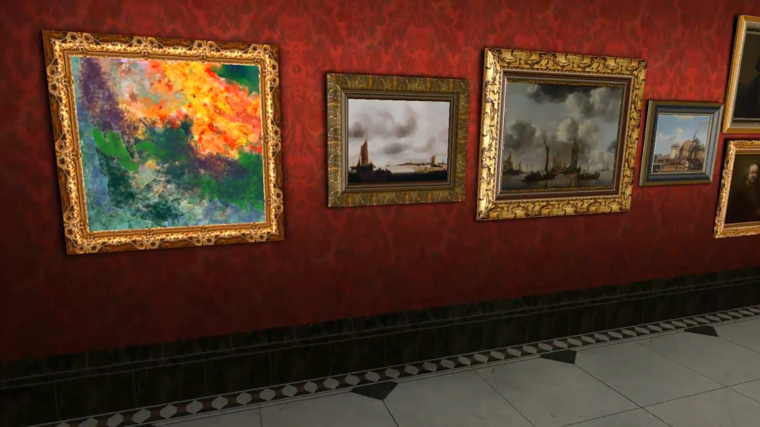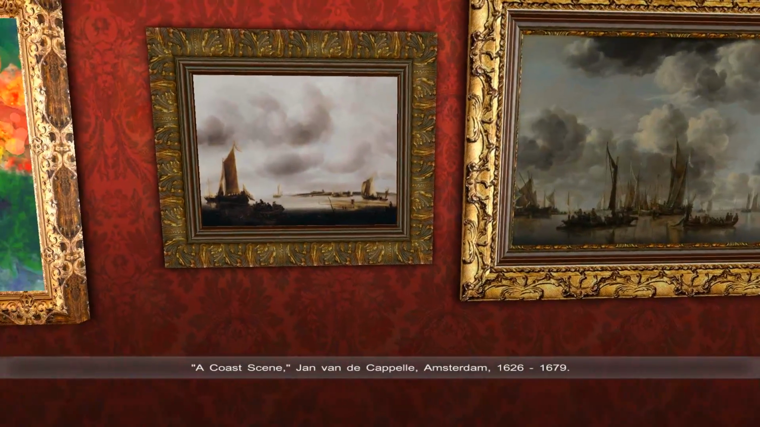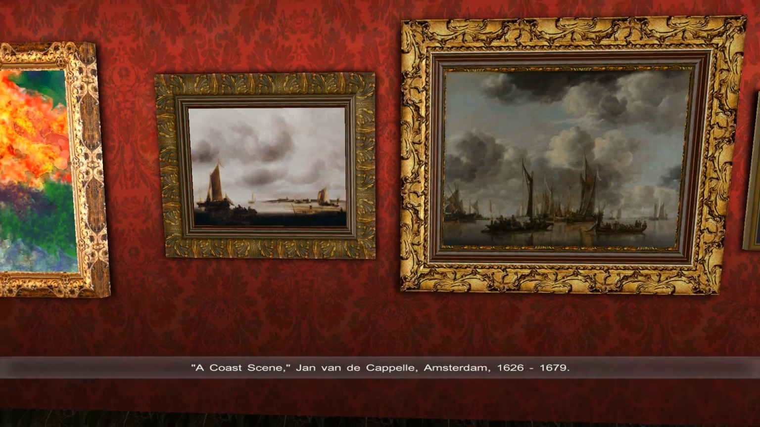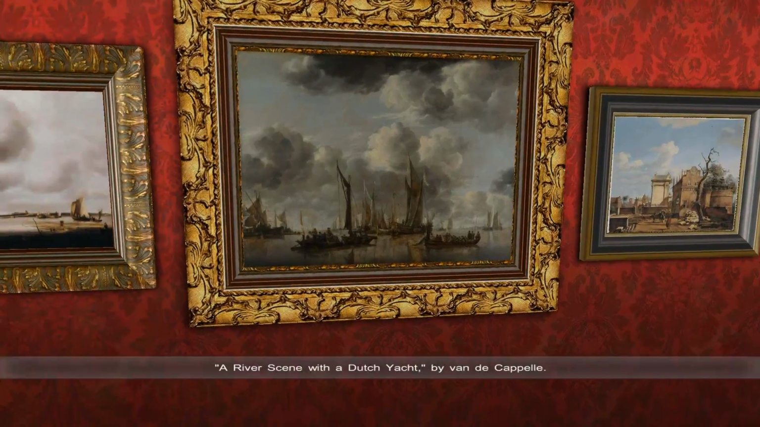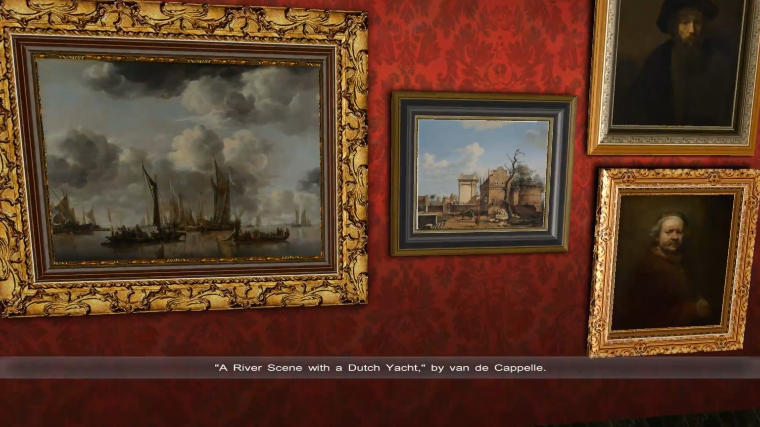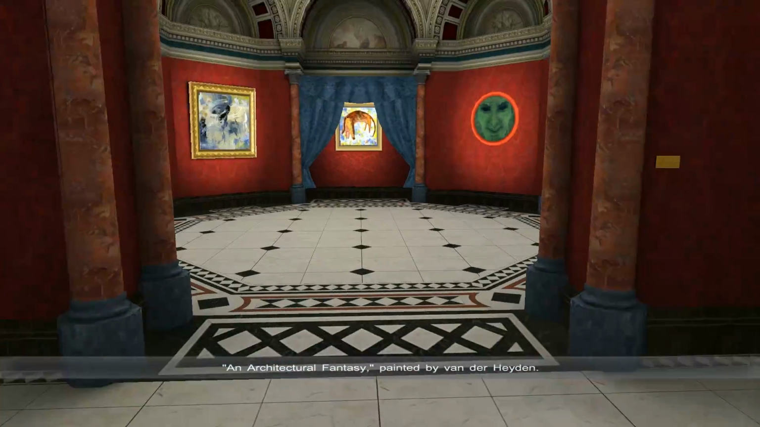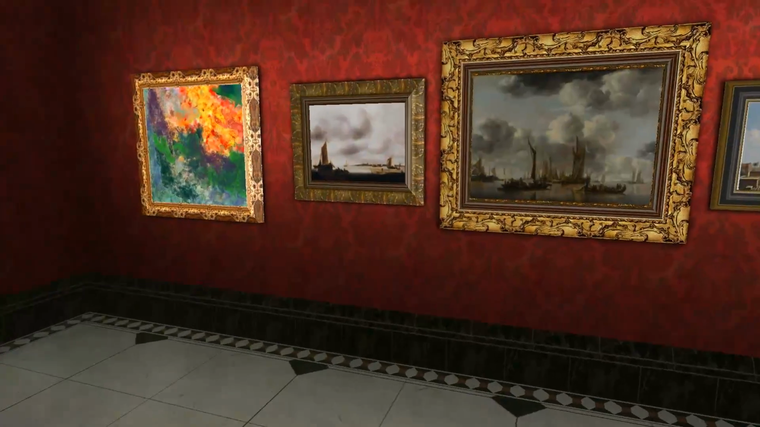I haven't looked at these ones, have I? Right. A coast scene, Jan van der Capelle, Amsterdam 1626 to 1679. Maybe. A river scene with a Dutch yacht by Van der Capelle. An architectural fantasy painted by Van der Heyden. Right, let's try it from here.